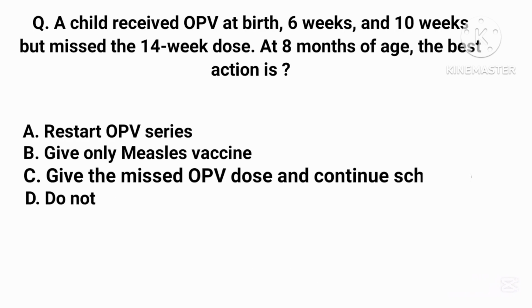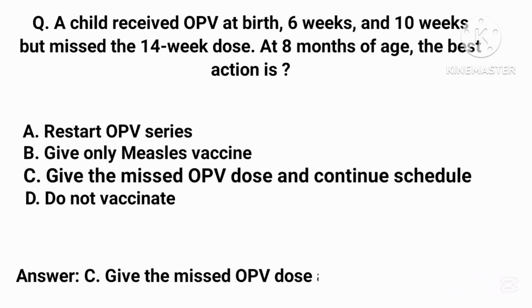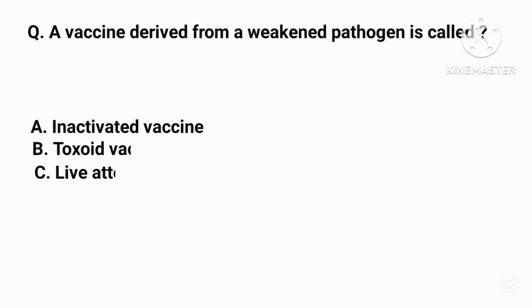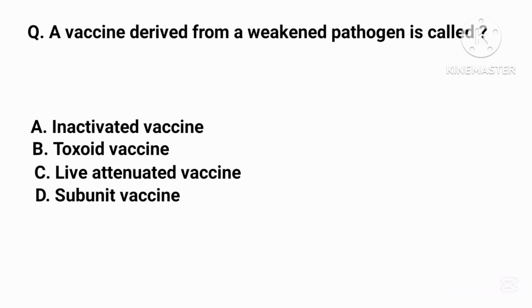Hepatitis B. A child received OPV at birth, 6 weeks and 10 weeks but missed the 14 weeks dose at 8 months of age. The best action is. Correct answer is option C. Give the missed OPV dose and continue schedule. A vaccine derived from a weakened pathogen is called. Correct answer is option C.